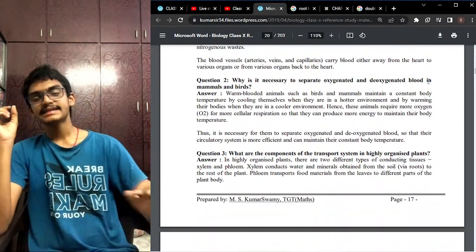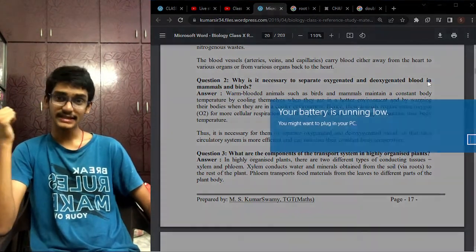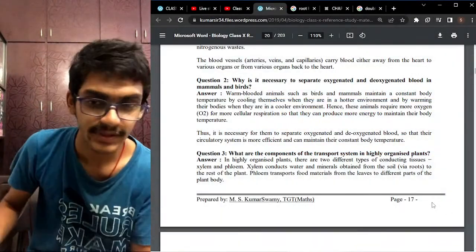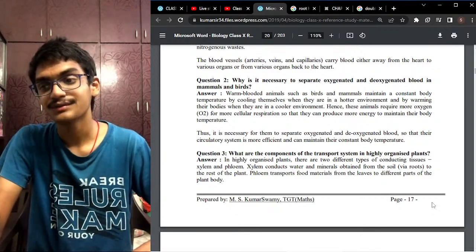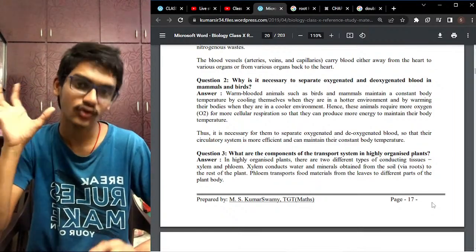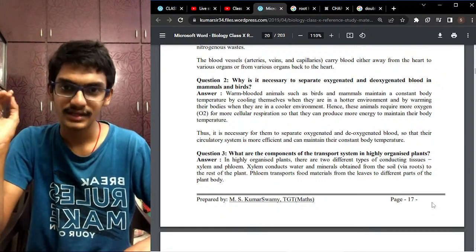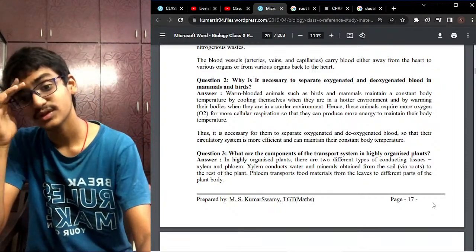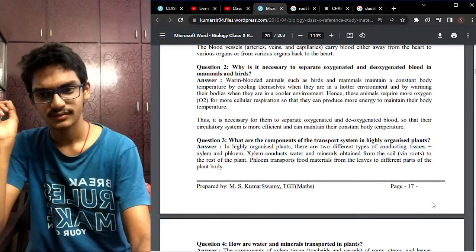So why is it necessary to separate the oxygenated and deoxygenated blood in mammals? We have discussed this, because they need an efficient supply of oxygen, and also to ensure the constant body temperature. It is mainly separated by the septum. It contains 2 types of septum, that is interventricular septum and interauricular septum. So these are the 2 points which you can mention. It is mostly asked as a 2-mark or 1-mark question. You can get 1 mark.